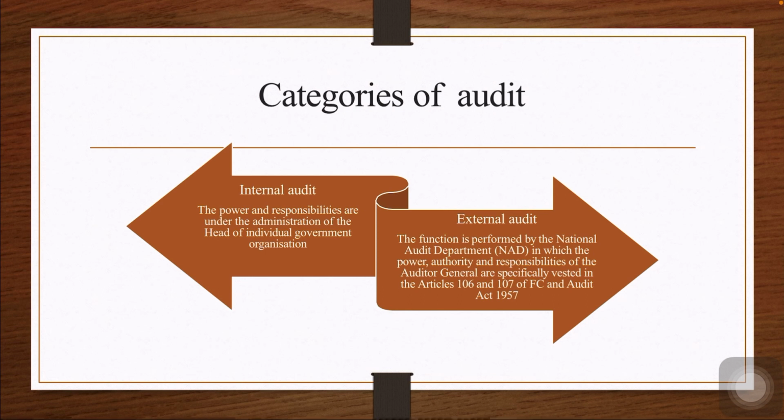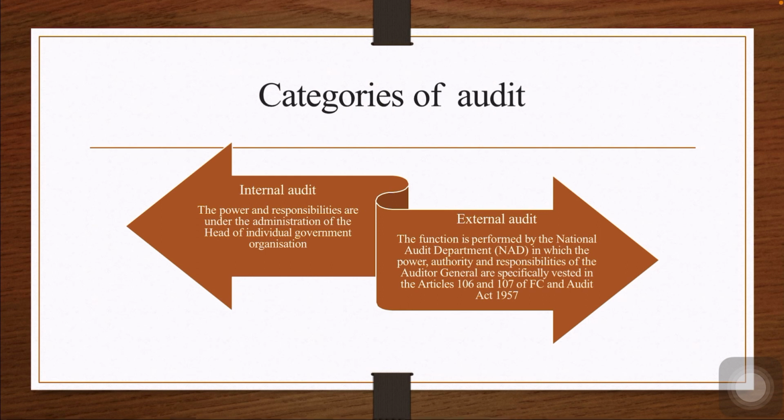So internal audit is the power and responsibility under the administration of the head of the individual government organisation. So maksudnya kat sini, setiap kementerian mereka ada mempunyai jabatan audit sendiri. So jabatan audit yang duduk dalam kementerian-kementerian tersebut kita panggil dengan internal audit. So untuk external audit pula, the function is performed by the National Audit Department. Maksudnya jabatan audit negara tu.